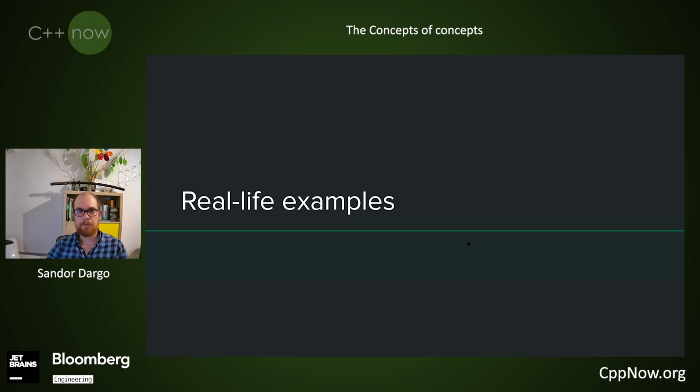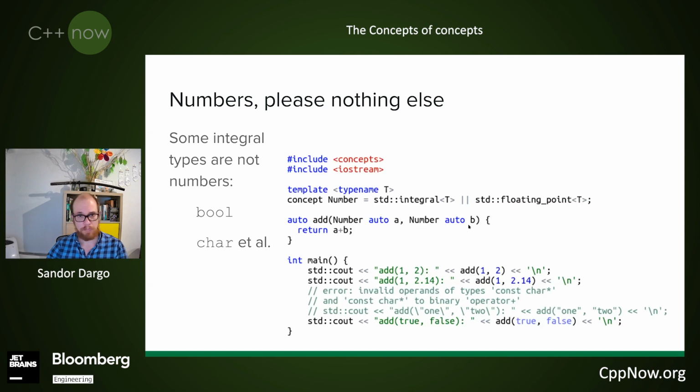So let's now see real life examples. Let's see how you might want to use concepts, and how they can help you in your code base. Let's say you have some utility function in your application, and you want that function to take only numbers. For the sake of example, we constrain ourselves only to built-in numbers. So you might want to say that we create this concept number that is an integral or a floating point.